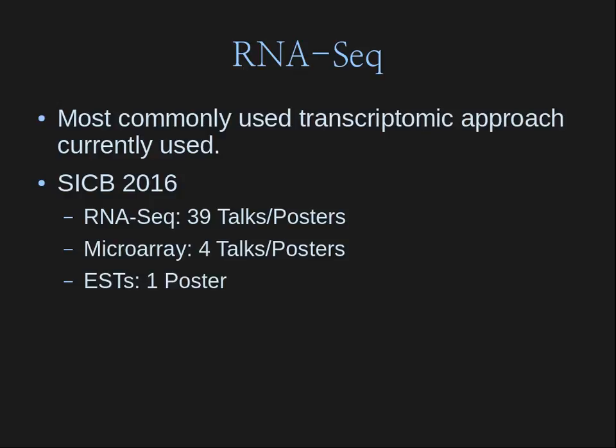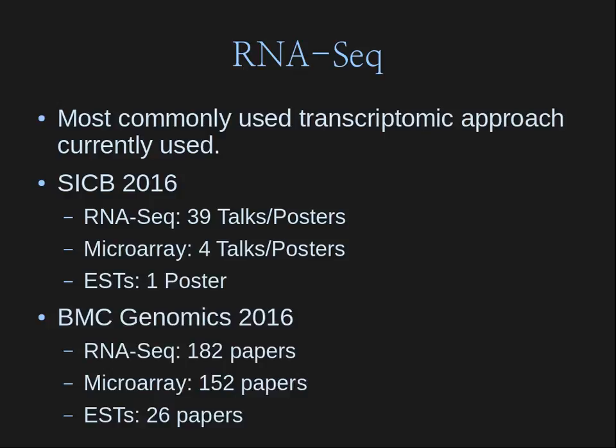So I also went and looked at a journal that tends to publish things like this a lot, BMC Genomics. The skew isn't quite as big there, but in 2016, up to date this year, in the abstracts of the papers they published so far, 182 of them have mentioned RNA-Seq, 152 have used microarrays. So it's about on par, but RNA-Seq is still outstripping it there. And expressed sequence tags were used in 26 papers.